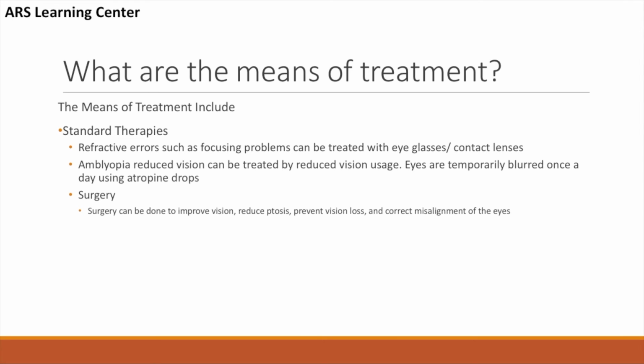What are the means of treatment? The means of treatment include standard therapies. Refractive errors, such as focusing problems, can be treated with eyeglasses or contact lenses. Amblyopia, reduced vision, can be treated by reduced vision usage. Eyes are temporarily blurred once a day using atropine drops. Surgery can be done to improve vision, reduce ptosis, prevent vision loss, and correct misalignment of the eyes.